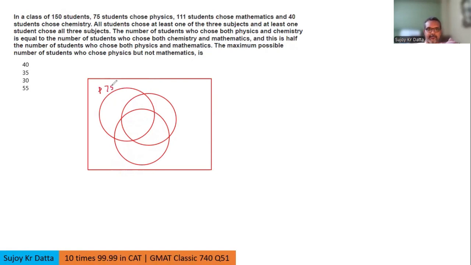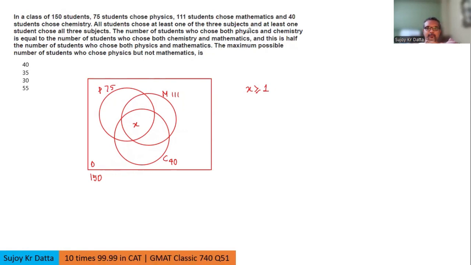So physics is 75, math is 111, and chemistry is 40. All students scored at least one of the three subjects, which means outsiders are 0, and we know the total is 150. At least one student chose all three subjects, so x, we know that x is greater than or equal to 1.